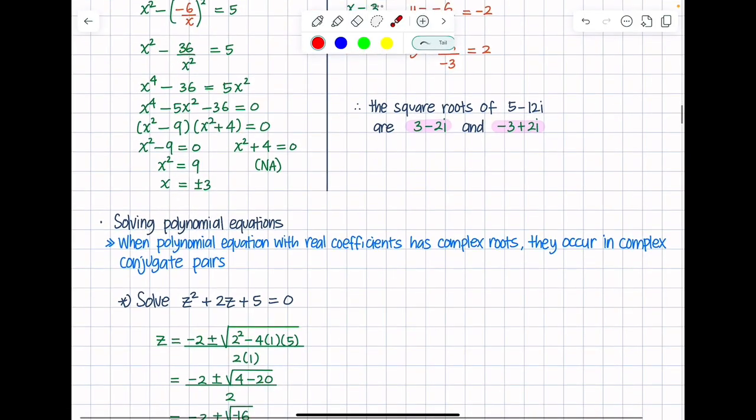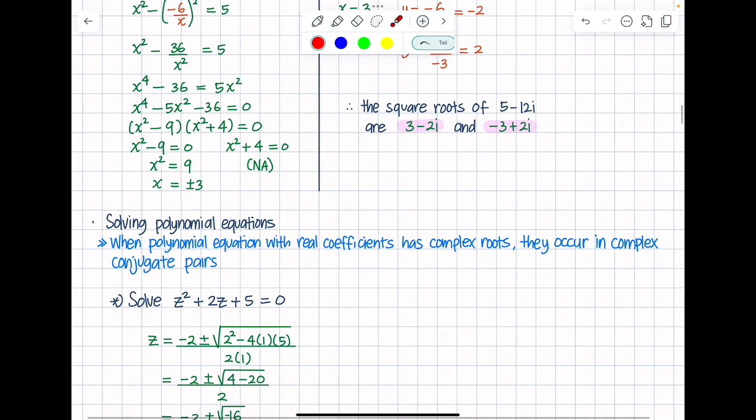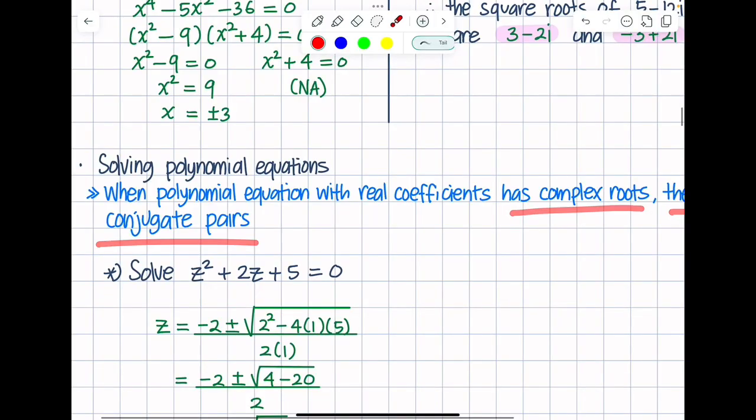Okay, next, solving polynomial equations. When a polynomial equation with real coefficients has complex roots, they occur in complex conjugate pairs. For example, solve z squared plus 2z plus 5 equals 0.